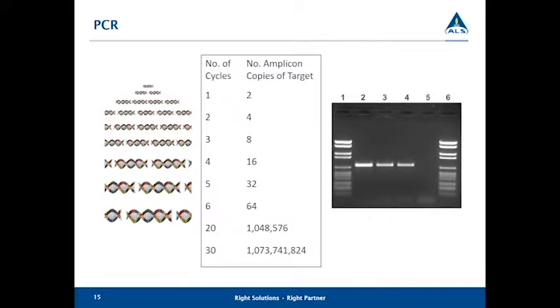So to give you an idea of how fast this ramps up, if we start with one copy of DNA and we run the heating and cooling cycle once, we end up with 2 copies. 2 cycles give us 4 copies. 3 cycles give us 8 copies, and so on, doubling with each cycle until eventually we have billions of copies of DNA.